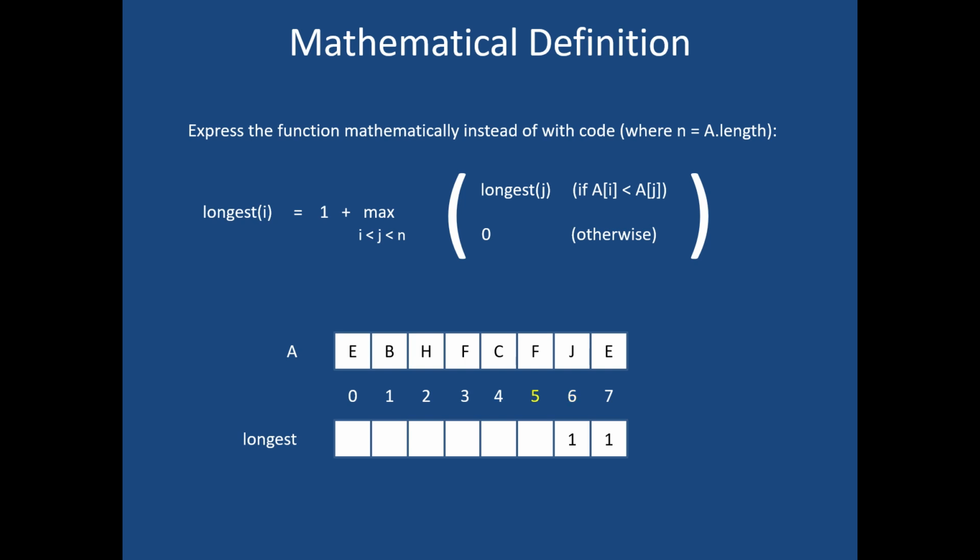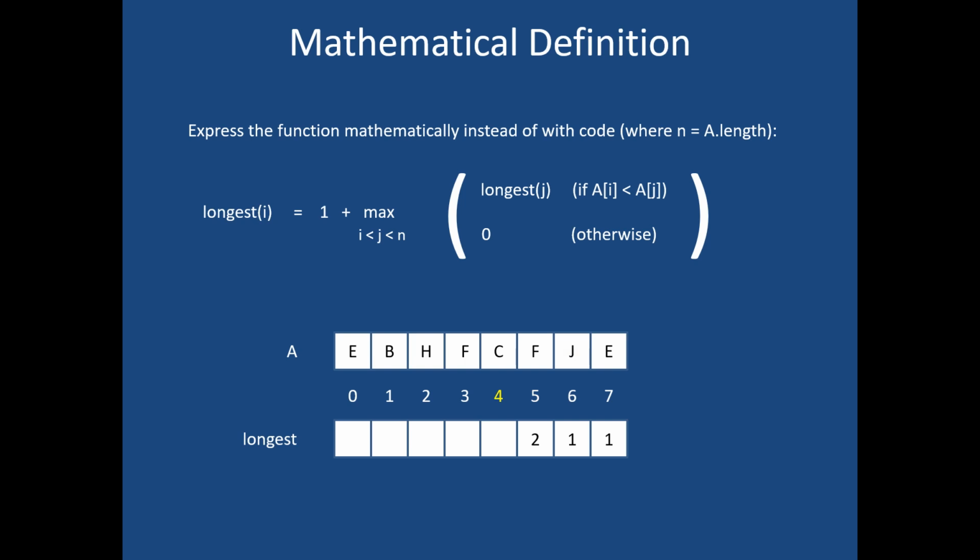Now we get to here. Index 5, there's an F. Which letters to the right of F are bigger than it? Just the J. So how do we decide what to put here? One plus one. Right, we look at, so J is at index 6. The longest subsequence that starts at index 6 is 1. So we add 1 to it, and our subsequence length is 2. So we're just looking at some of the answers to the right. Okay?